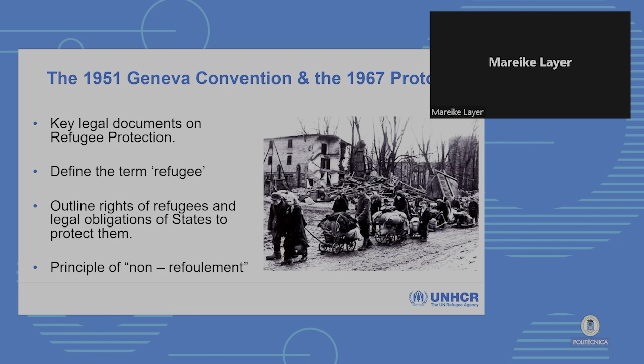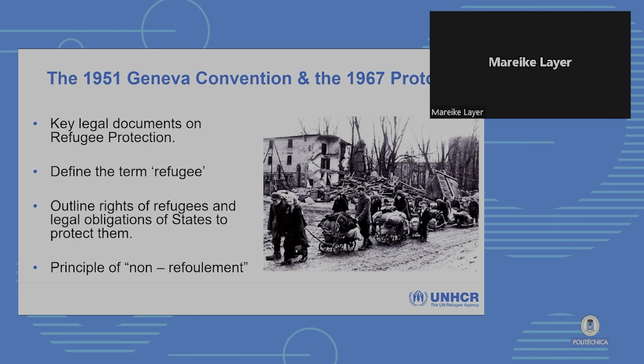So as I say, the Geneva Convention and the 1967 Protocol, which lifted all these geographic and time limitations that I was telling you at the start that were there when UNHCR was created. These two are the key legal documents on refugee protection. What do they include? They define the term refugee. The Geneva Convention establishes a definition of what a refugee is. We're going to see it in a minute and talk about it.